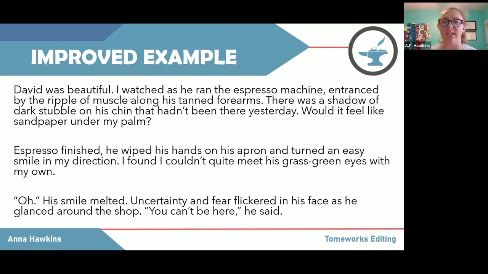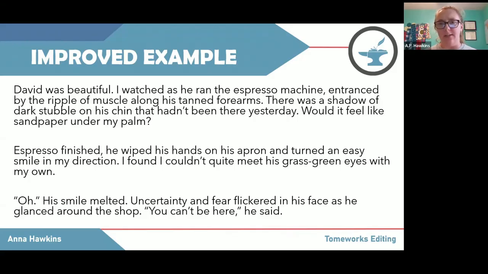Thanks, Shannon. So in this example, there are fewer descriptive details. We don't get everything. We don't get the eyes shining in the light from the windows or, what else was in the first one? We don't get the color of his apron. We don't get the white t-shirt. We don't get his hair. So there are certain things in here that we have left out in order to focus more on specific details.